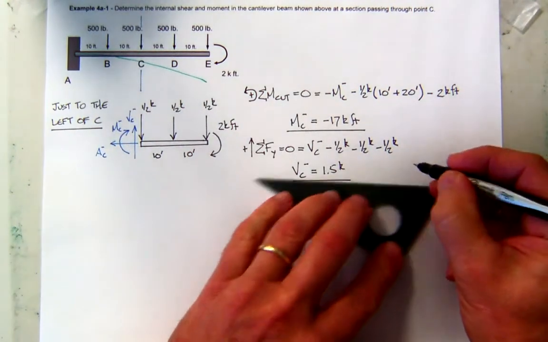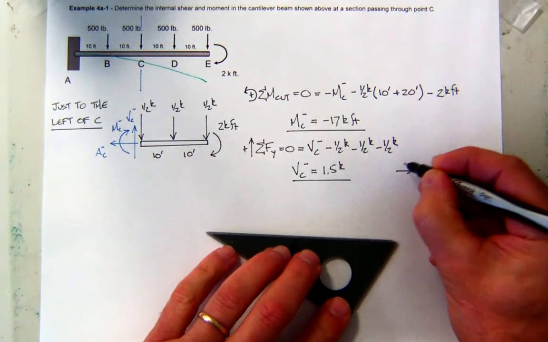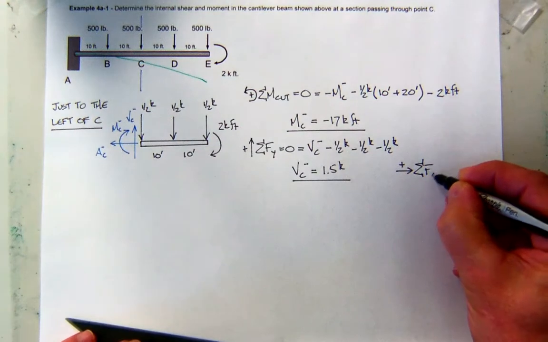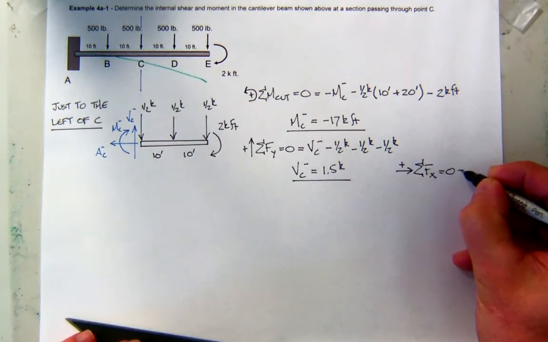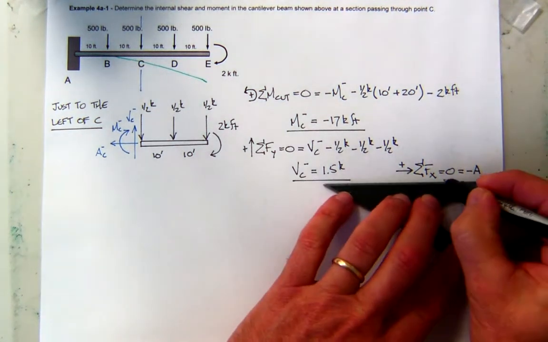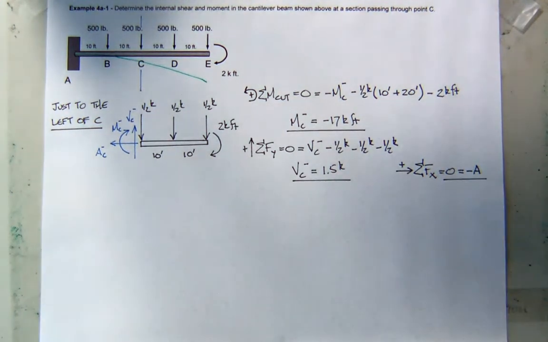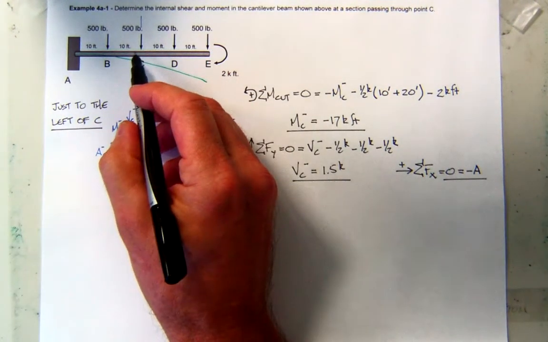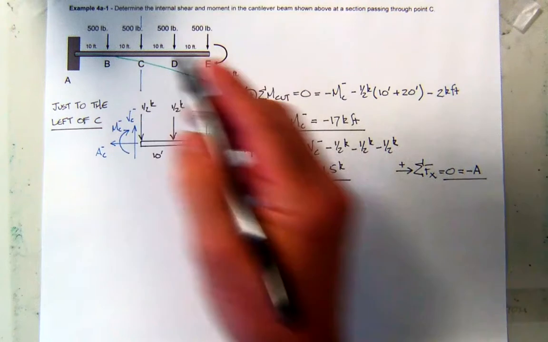I guess technically I'll come over here and just say, yes, I will check that when I sum forces in the x direction, all I have is, in my case, I have axial force going to the left, but it doesn't matter, it's 0. Okay? So now I'm going to not cut it just to the left, I'm going to cut it just to the right.